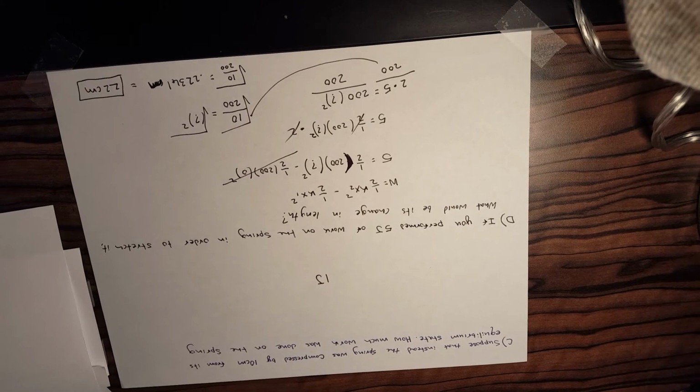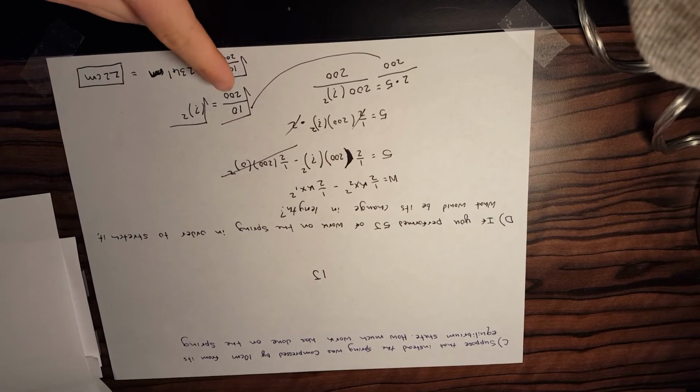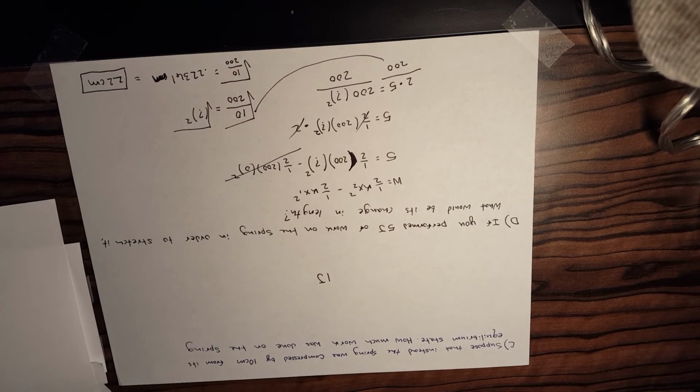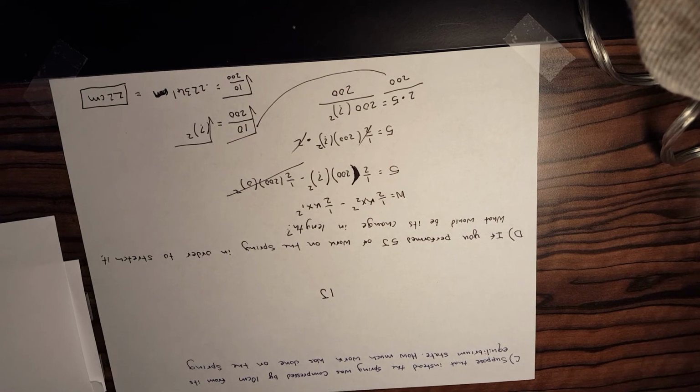Now using basic algebraic manipulation, we can get to the square root of 10 over 200, which gives you 0.2236 meters or 22 centimeters.